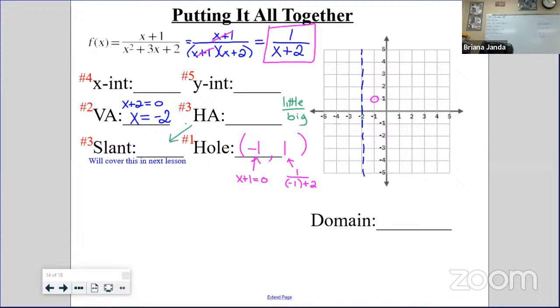I know for sure these are mutually exclusive. You can only have one or the other. You cannot have both a horizontal and a slant. Today, we will never have a slant. Okay. So a little over big tells me my horizontal asymptote's at y equals what?